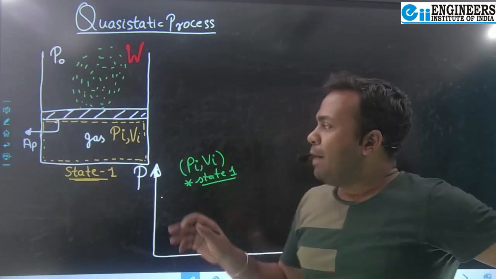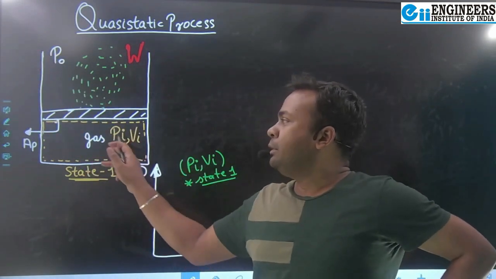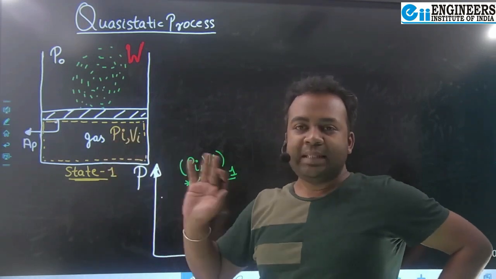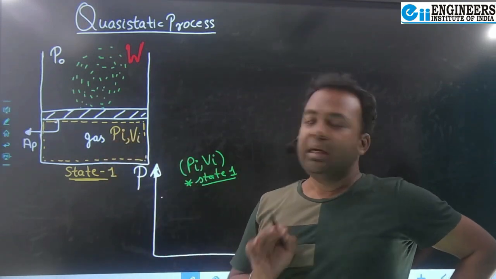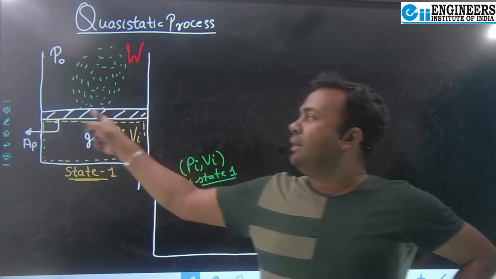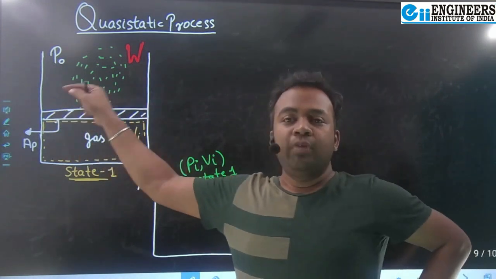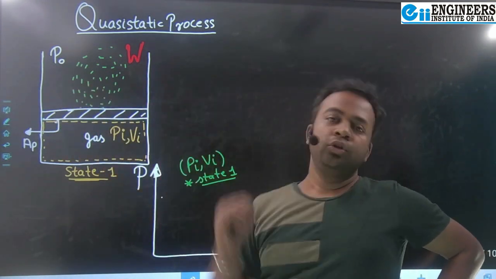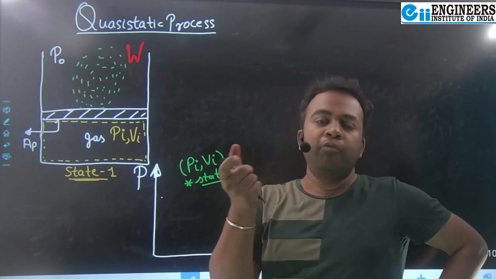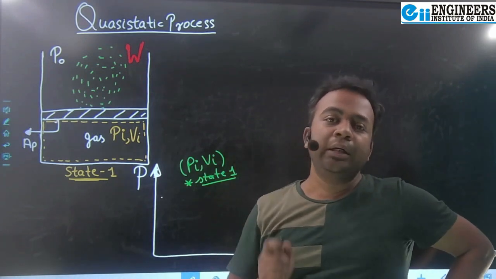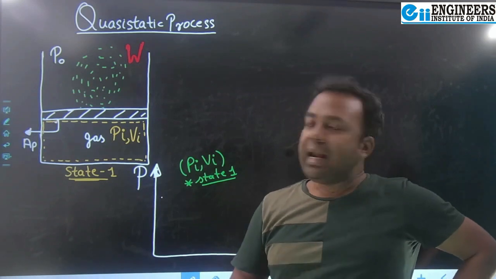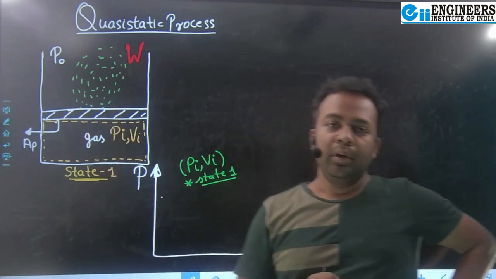So if I have to maintain this initial pressure the same and invariant with time, I have to ensure that this piston should not fluctuate. It should not come up or come down. So equilibrium of the piston is very important here. And how will the piston be in equilibrium?